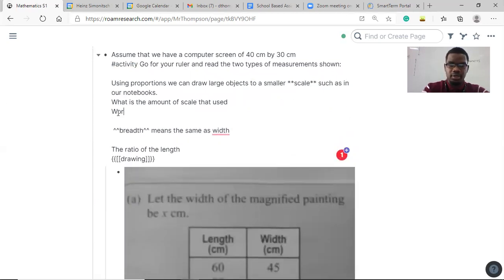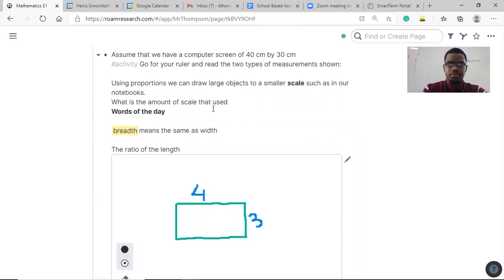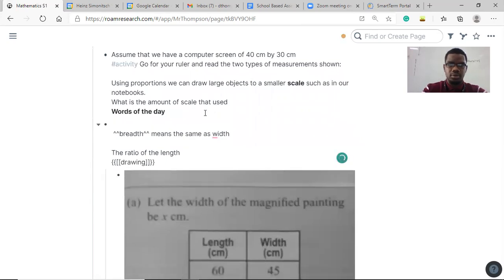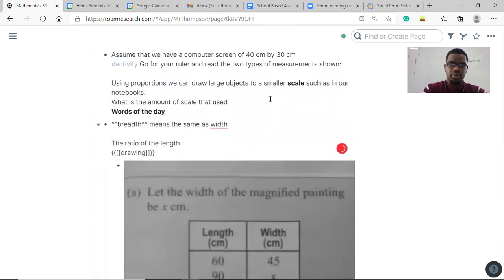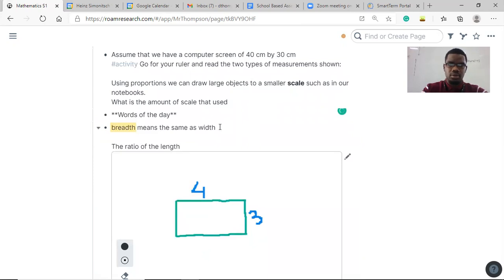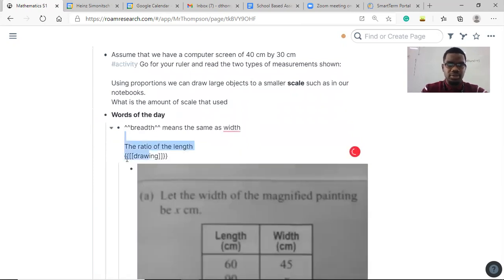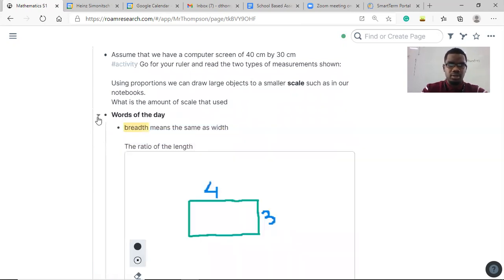We're gonna say word of the day. Words of the day. All right, there we go. So we're gonna put words of the day. Excellent.